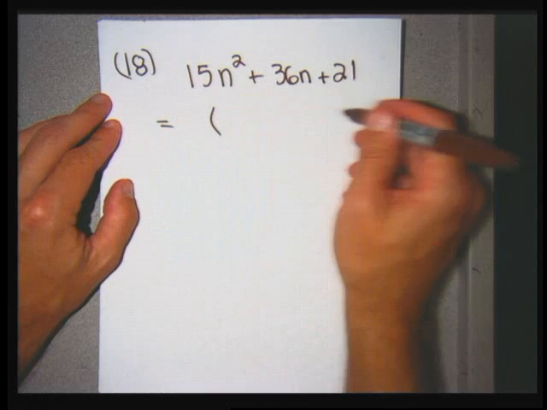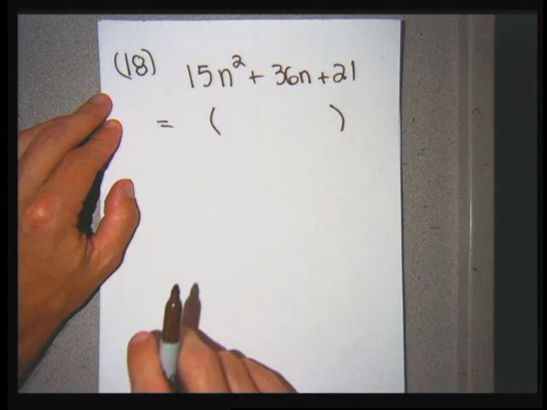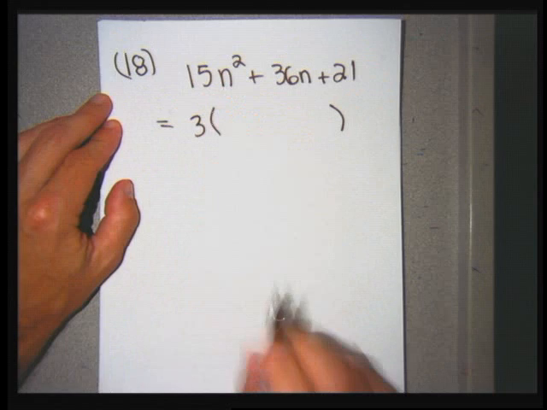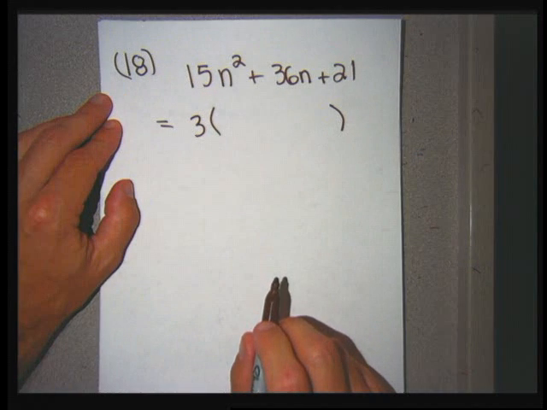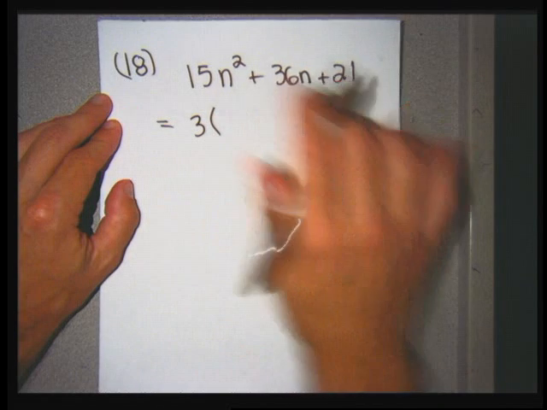First thing I'm going to do is I look at the 15, the 36, and the 21 and realize each of those numbers is divisible by 3. So 3 is my greatest common factor. I'm going to write a 3 in front of a parentheses and then divide each of the numbers in the original problem by 3 and leave the sign.